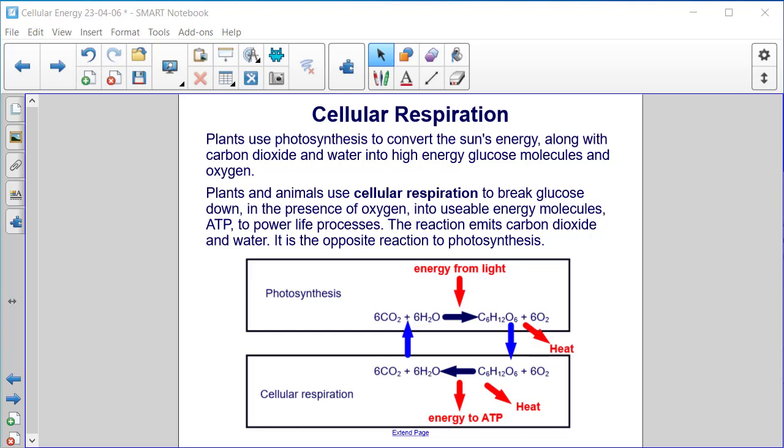Cellular respiration. Plants use photosynthesis to convert the sun's energy, along with carbon dioxide and water, into high-energy glucose molecules and oxygen. Plants and animals use cellular respiration to break glucose down in the presence of oxygen into usable energy molecules, ATP, to power life processes. The reaction emits carbon dioxide and water. It is the opposite reaction to photosynthesis. So you can see the forward reaction of photosynthesis here and the reverse reaction of cellular respiration here.